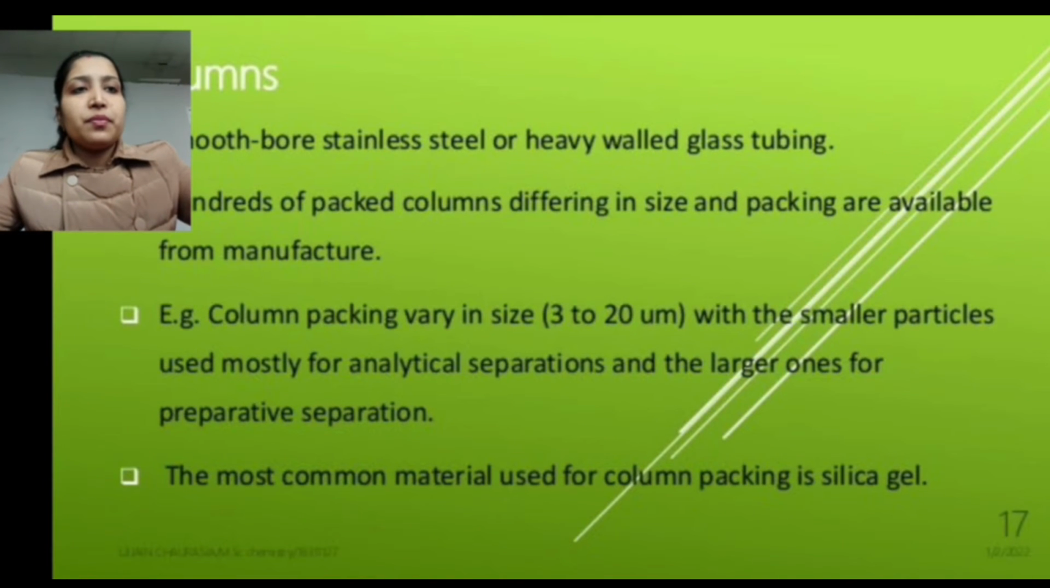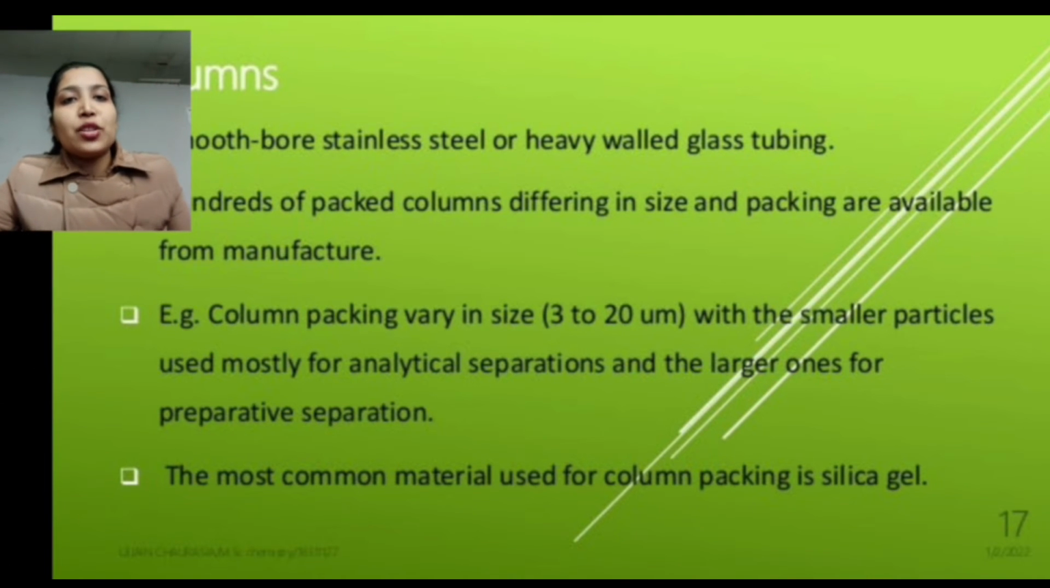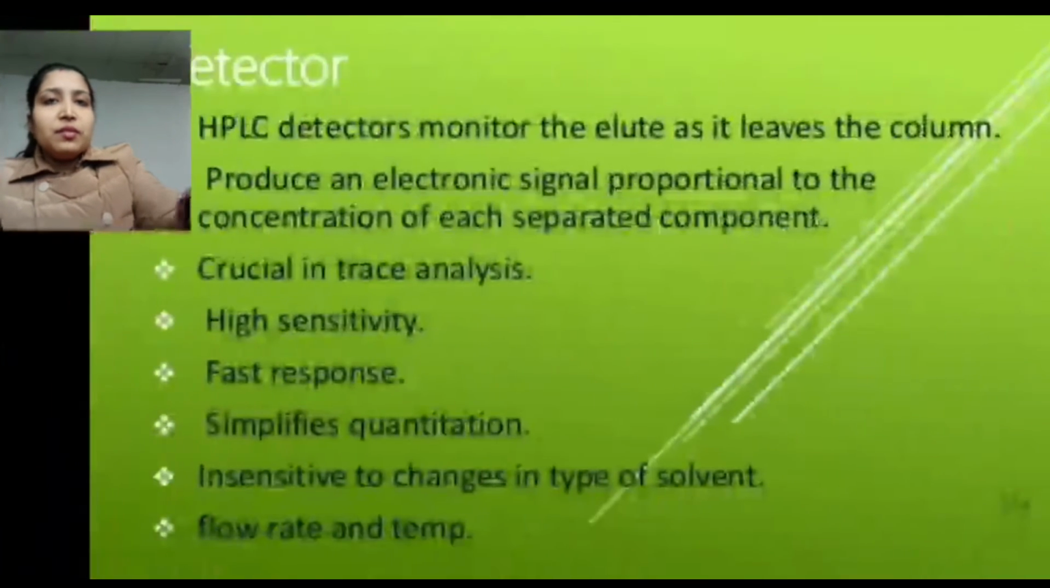Now columns. Columns are mainly made of stainless steel and glass. Columns are also available with heavy walled glass tubing. Hundreds of packed columns differing in size and packing are available from manufacturers. Column packing with small particle size is used mostly for analytical separations, and the larger ones for preparative separations. The most common packing material used in columns is silica gel.